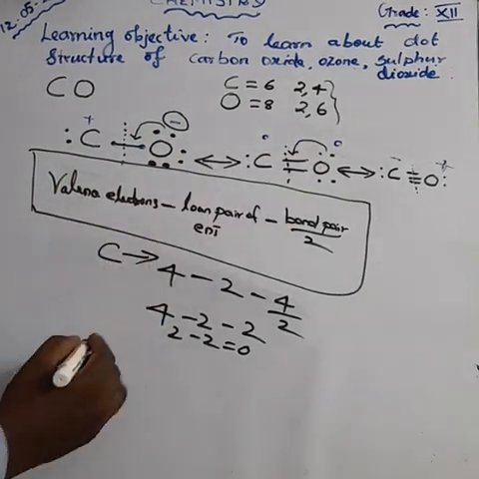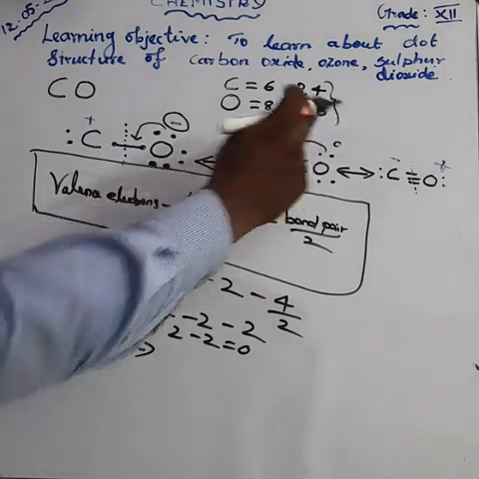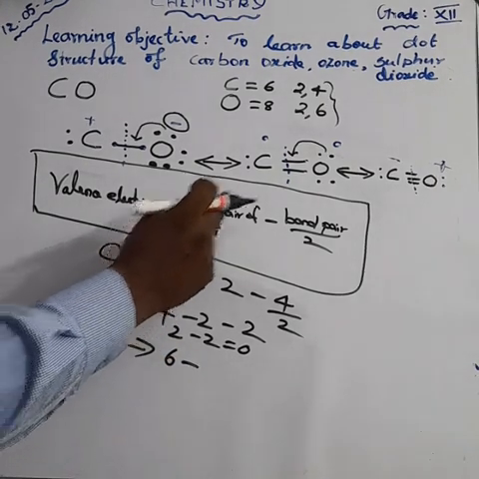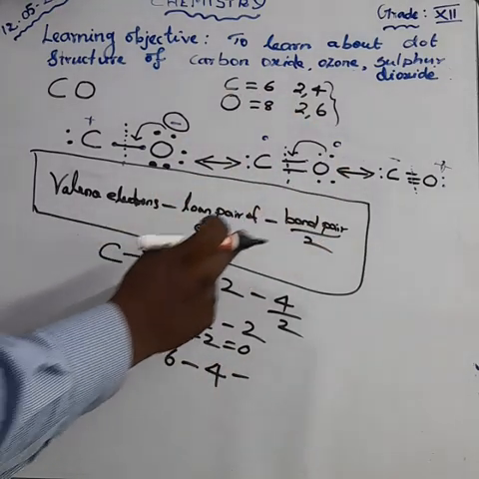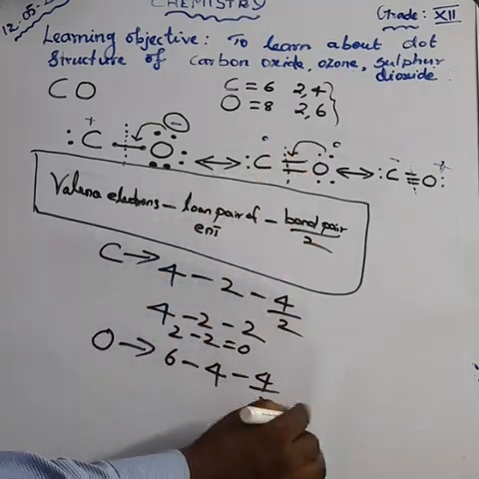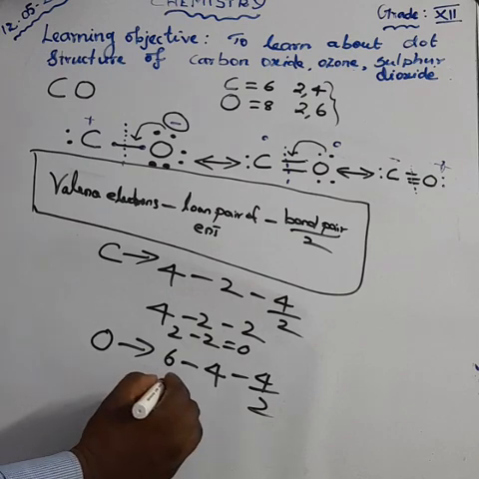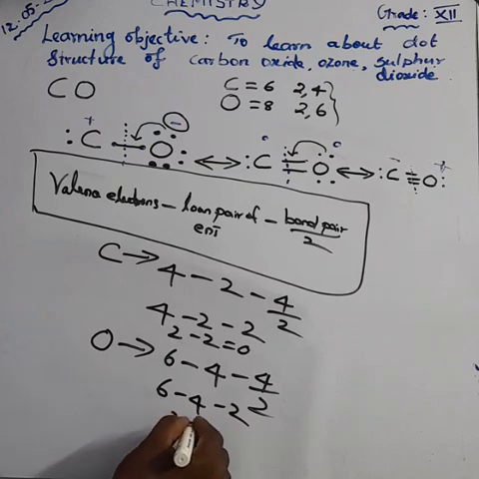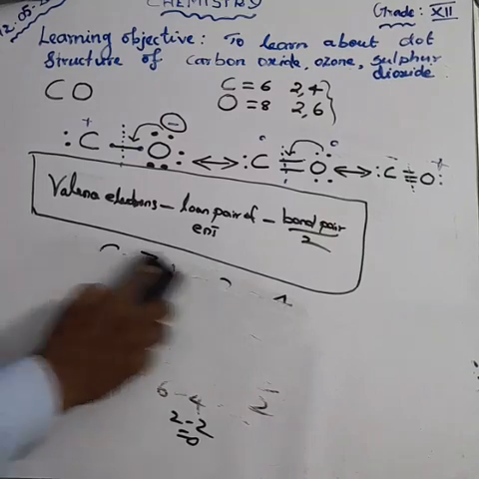What about the oxygen? Oxygen, what is the outermost shell, the valence electron? 6. Let's say 6 minus, as per the lone pair of electrons, how many? Here lone pair of electrons: 1, 2, 3, 4. 4 minus. Then about the bond pair, how many? 4 by 2. Bond pair means here having 2 bonds, a double bond. So 4 by 2. So how can you substitute here? 6 minus 4 minus 2. So 6 minus 4 is 2, 2 minus 2 equal to 0. Here also 0. Okay.